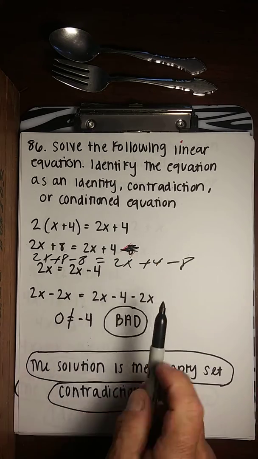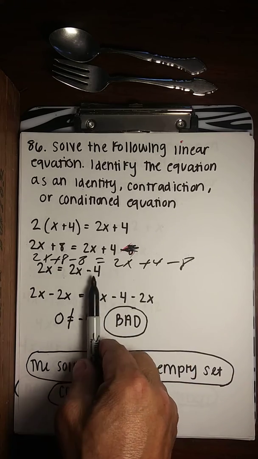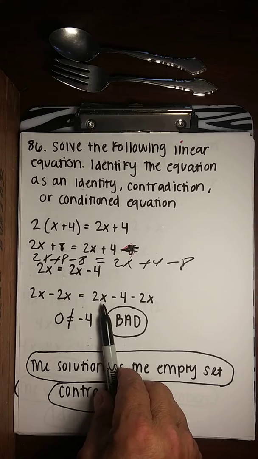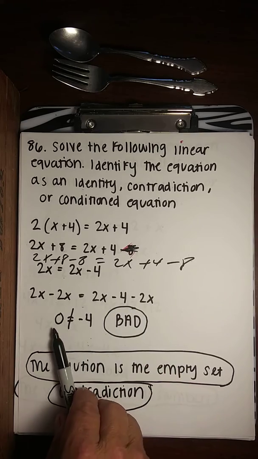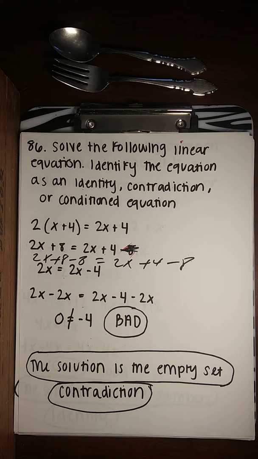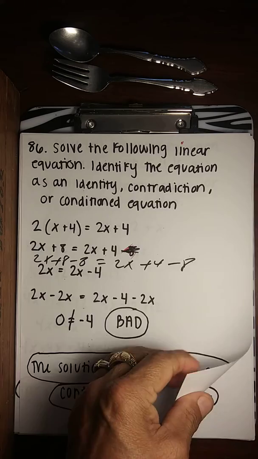Now, that's going to have 2x equals 2x minus 4. So we have 2x minus 2x is 0. And 2x minus 2x is gone. So we used to have 0 equals negative 4. Oh, bad. Doesn't work. The solution is the empty set, a contradiction. So that's what happened in this problem here.